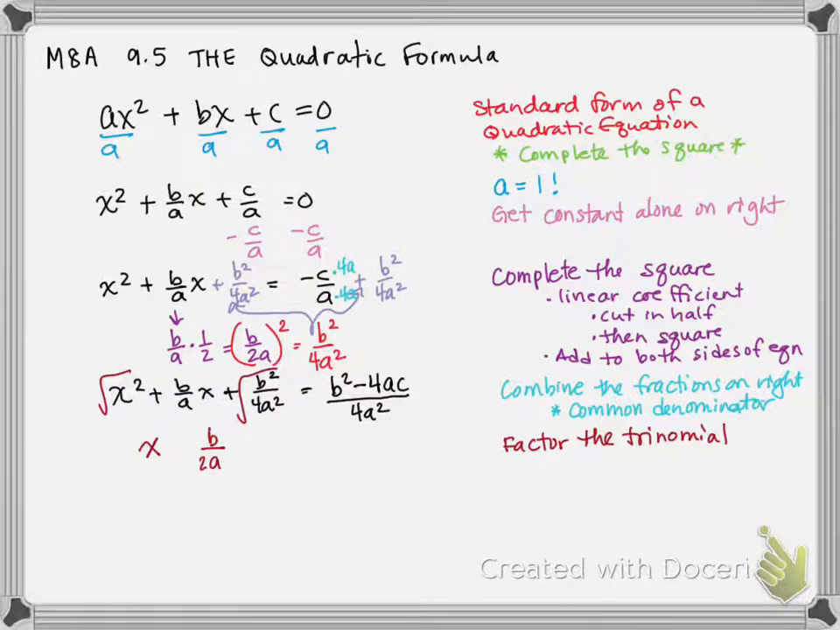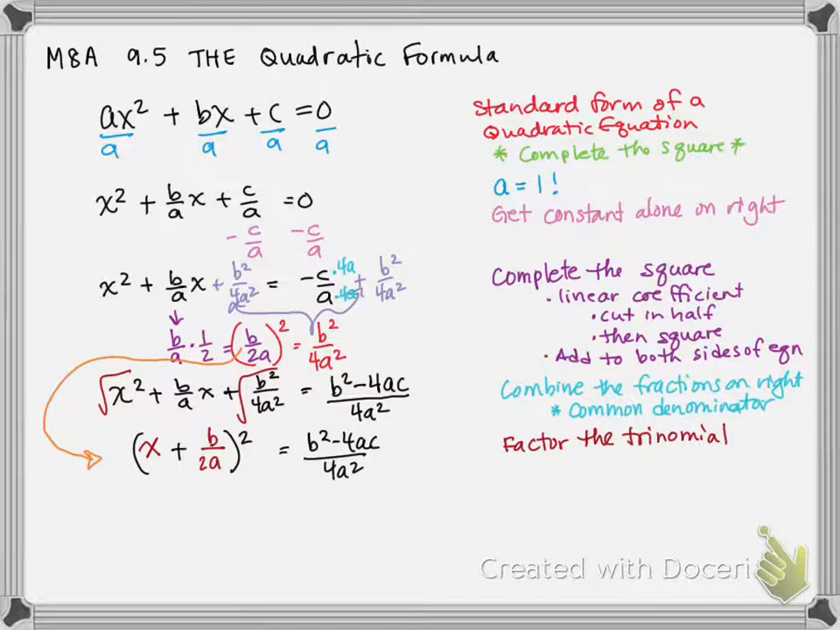Now, do you recognize where that comes from? So I'm going to draw a little arrow. See this guy here? That's what shows up in the binomial. Now, we're going to have a plus. We're going to square it. And then we still have the b squared minus 4ac all over 4a squared. Okay? Now, we need to solve.